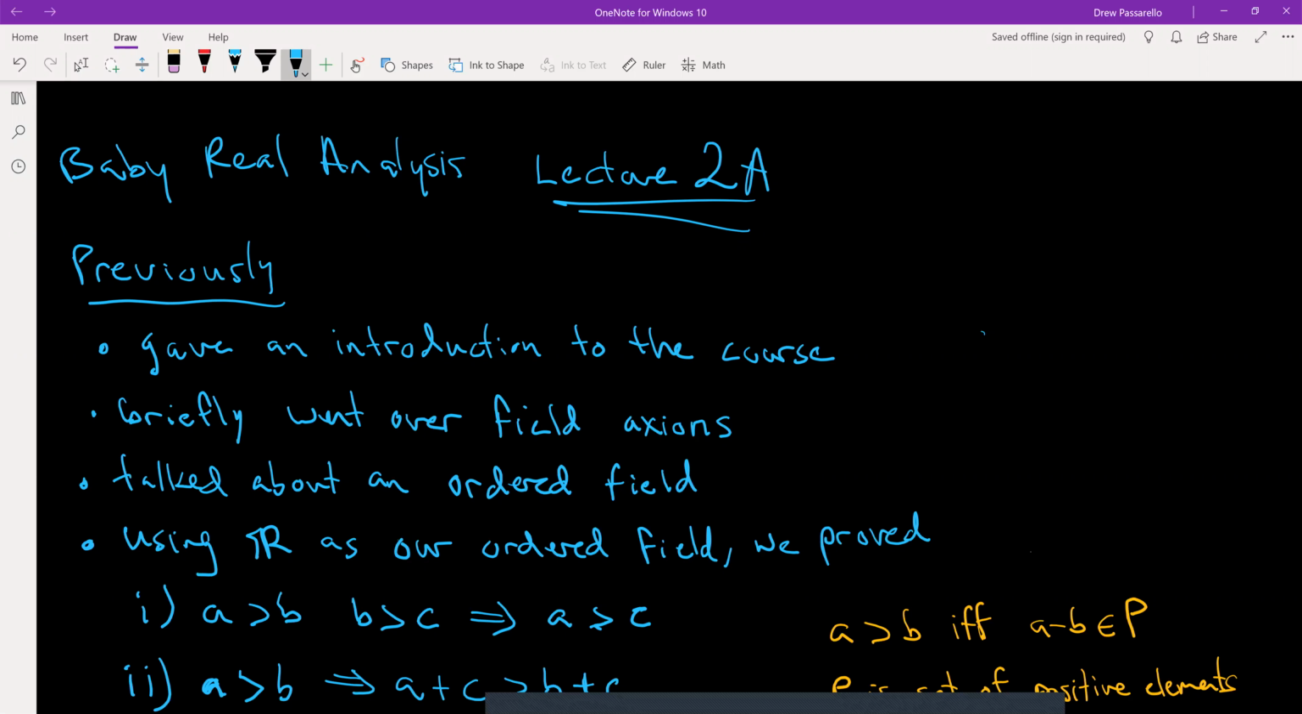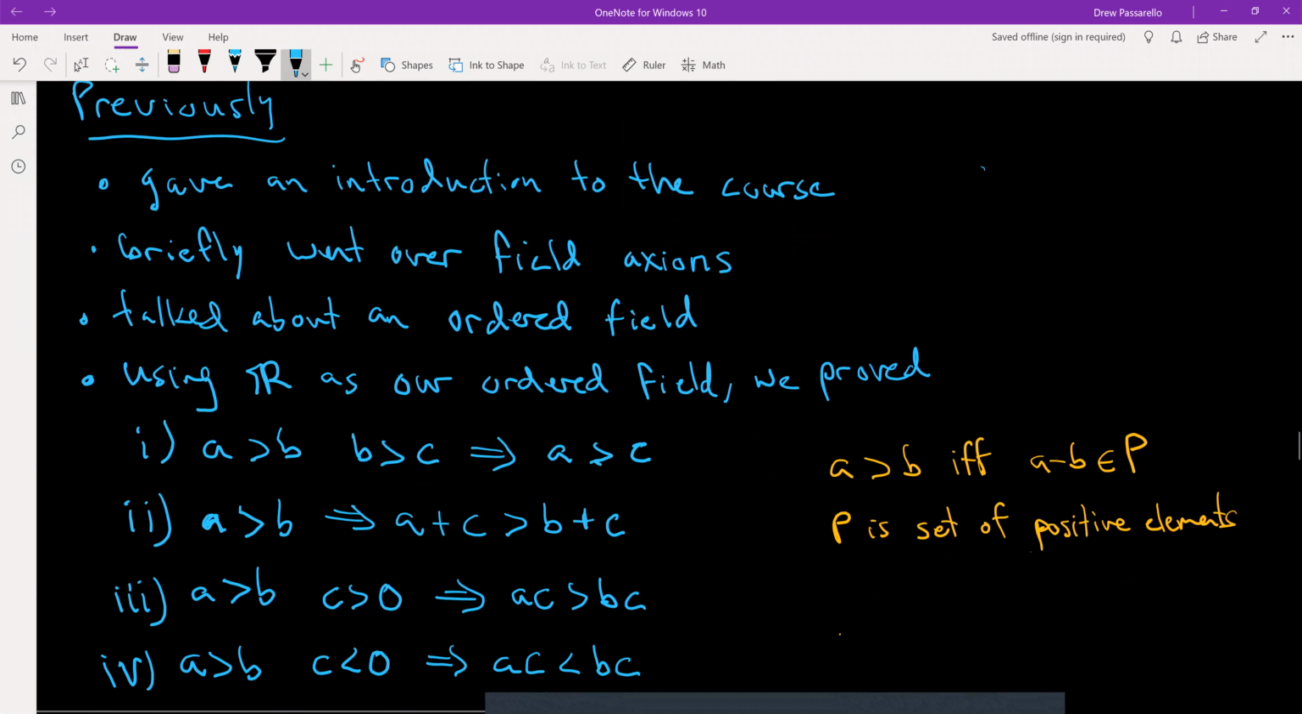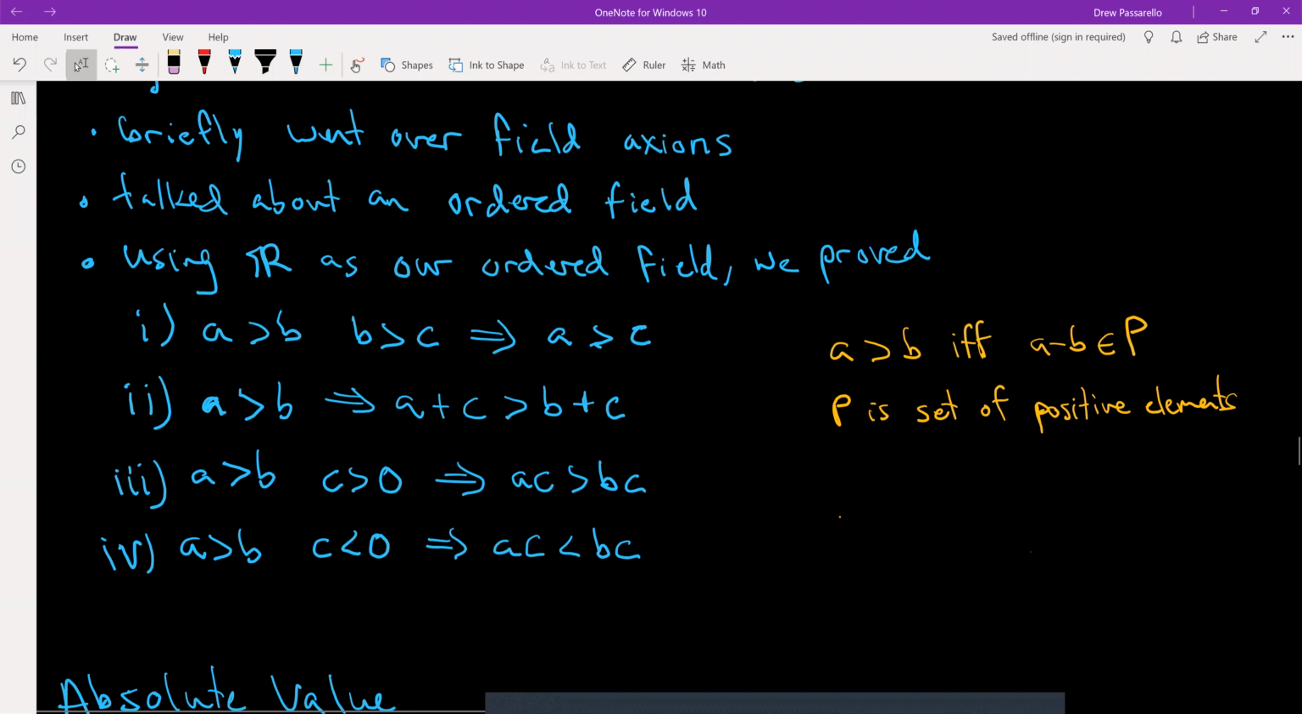So previously, the main points from the last video was that we gave an introduction to the course. We briefly went over field axioms. We talked about an ordered field, and using the real numbers as our ordered field, we proved these four listed bullet points. And recall that if A is greater than B, that's if and only if A minus B is an element of P, where P is a set of positive elements. All right, so these are the four things we left off with.